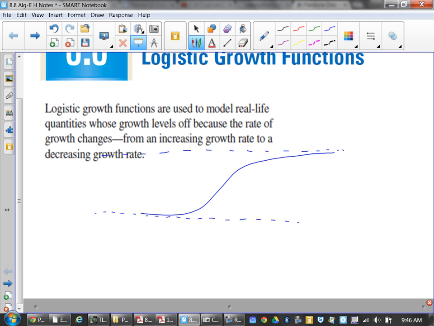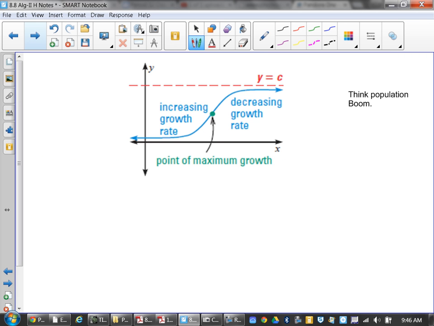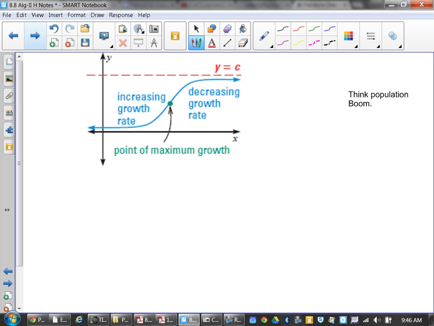There is the one change, the point of inflection, if you will. That's where the graph changes from an increasing growth rate to a decreasing growth rate. I don't remember what that thing's called. Point of inflection, sure. But there's a whole lot of mumbo jumbo for the function itself. Don't freak out. Oh, it's called the point of maximum growth. Think of it as a population boom.